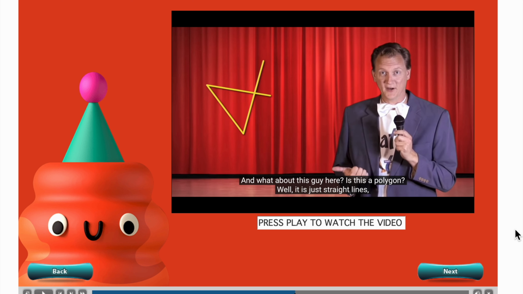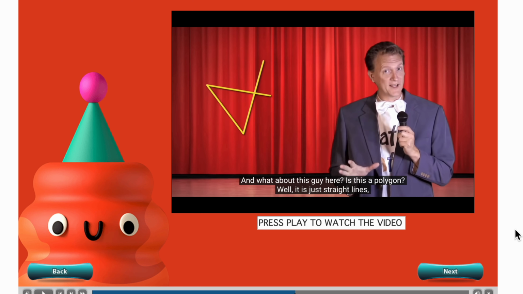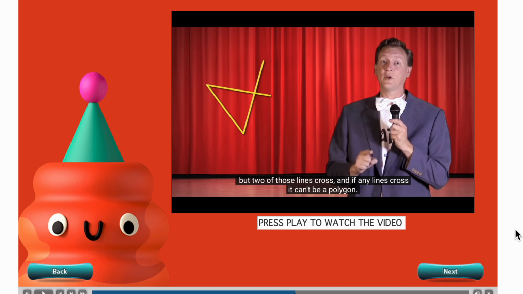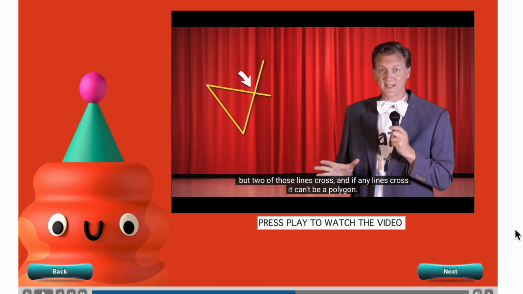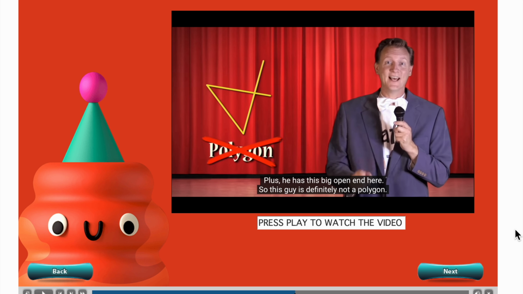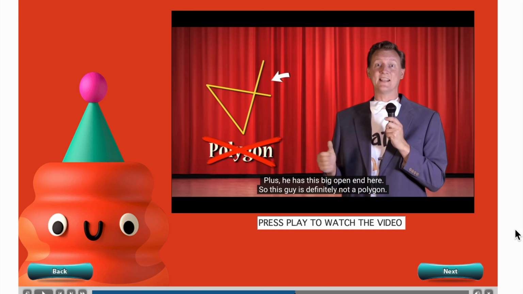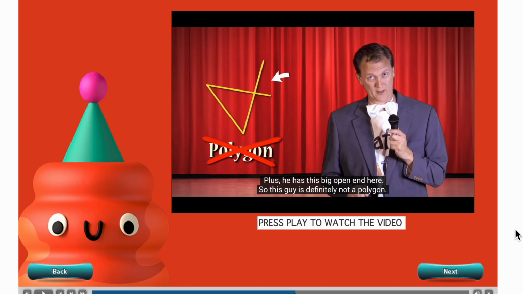And what about this guy here? Is this a polygon? Well, it is just straight lines, but 2 of those lines cross. And if any lines cross, it can't be a polygon. Plus, he has this big open end here, so this guy is definitely not a polygon.